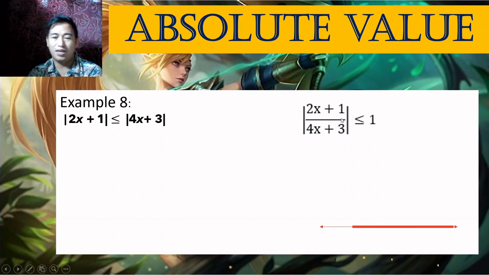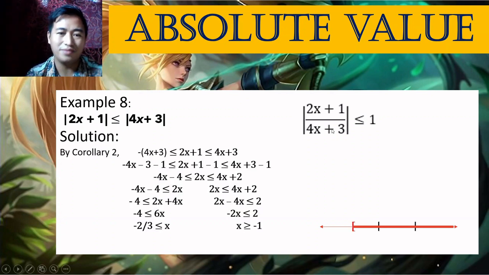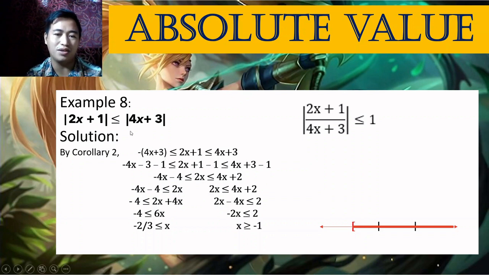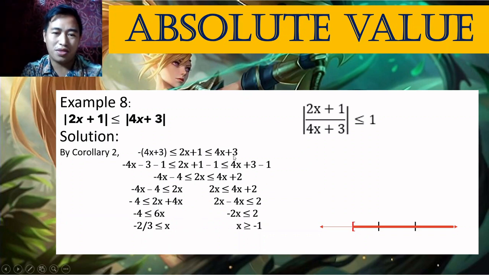The sign does not change, since we divide by a positive number on both sides. By corollary 2, for less than or equal to, we make one side negative, then the middle, then copy. So we get negative 4x plus 3 less than or equal to 2x plus 1 less than or equal to 4x plus 3.